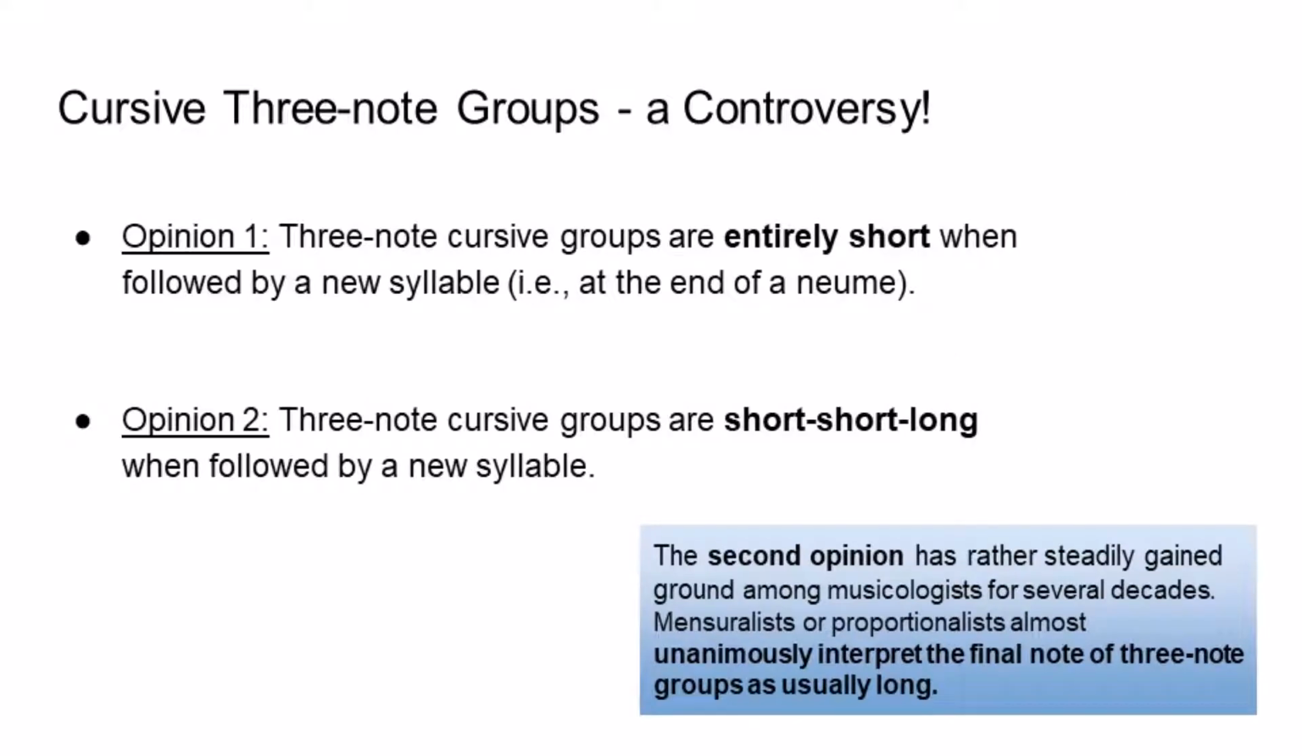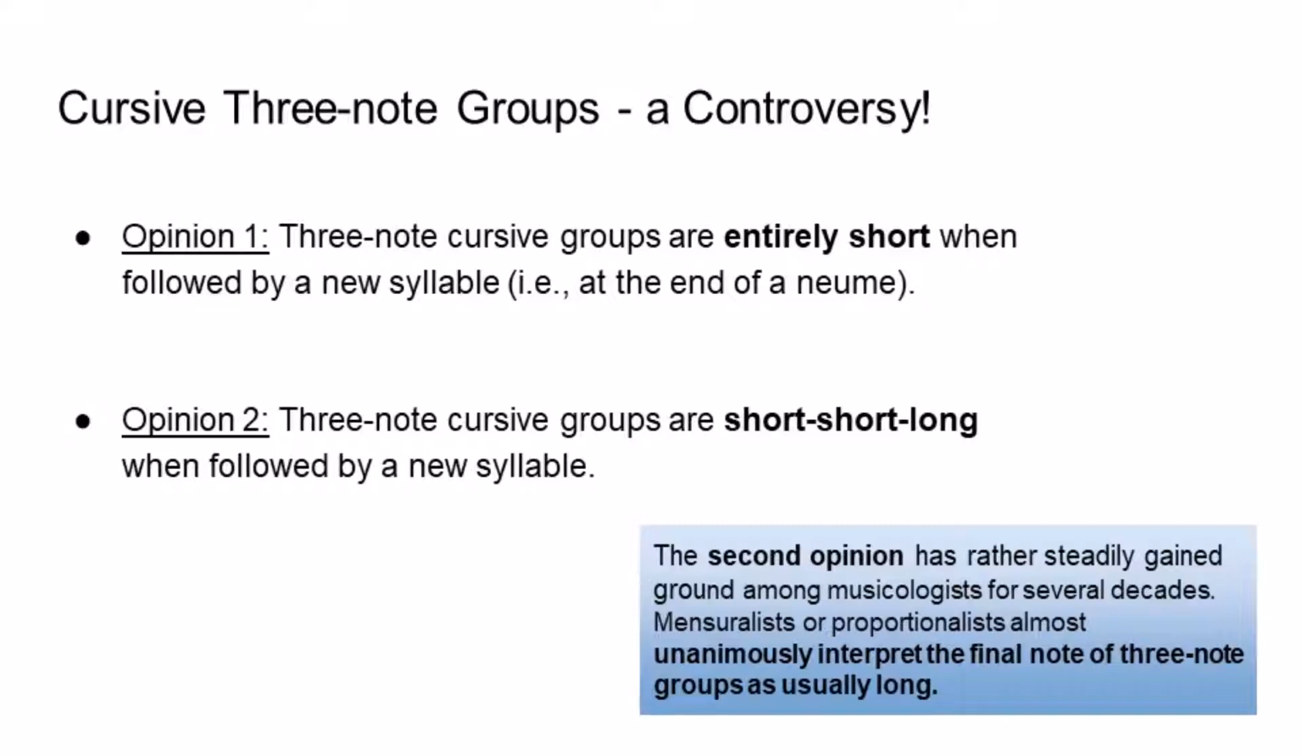In this third segment, we come to what is arguably the most controversial point in this series, the ordinary rhythm of cursive three-note groups. Opinion 1. Three-note cursive groups are entirely short when followed by a new syllable, that is, at the end of a neume. Opinion 2. Three-note cursive groups are short-long when followed by a new syllable.